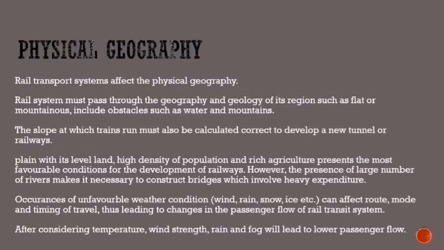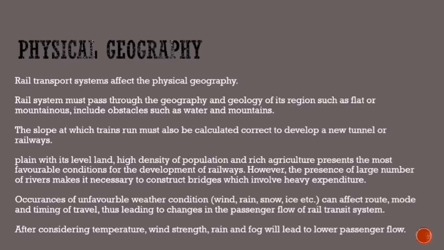First is the physical geography. Obviously, a rail transport system will be affected by the physical geography. Physical geography means the nature of the creation of God, which exists by itself. A rail system must pass through the geography and geology of certain regions, such as flat or mountainous. These also include obstacles such as water and mountains during system working.